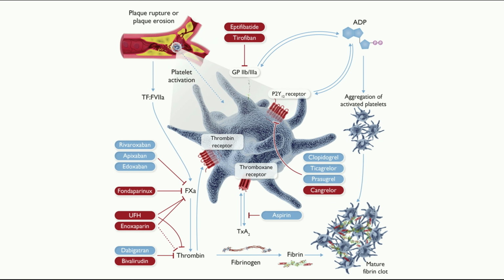This cartoon is from the European guidelines. It illustrates the different areas in which the system is anticoagulated, remembering that the P2Y12 receptor is different from the thromboxane receptor that aspirin works on. So these are two different approaches to stopping platelets aggregating.